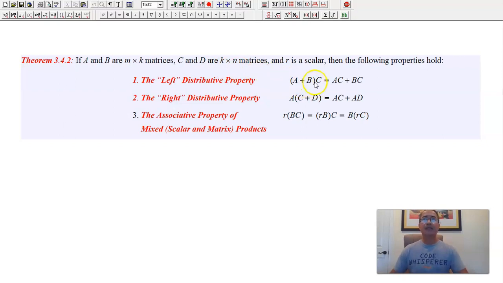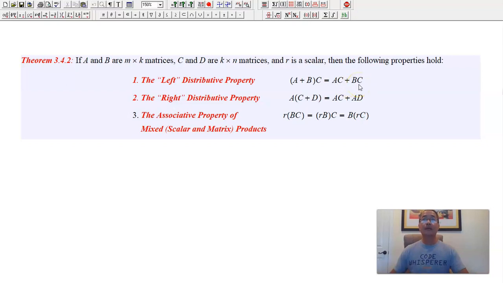Now, if these were just numbers, then you would say, oh, that's just A times C plus B times C. And you would be correct. But as we're going to see later, the order is very important. So the correct right side for the distributive property is that we will get the same answer with A times C plus B times C.